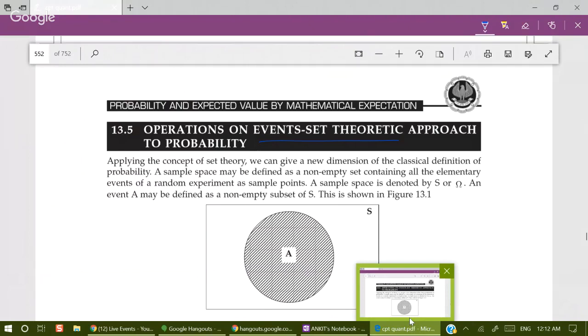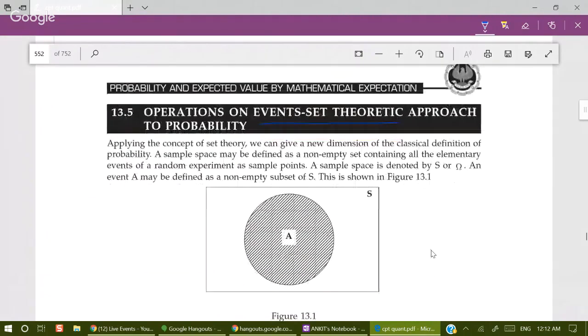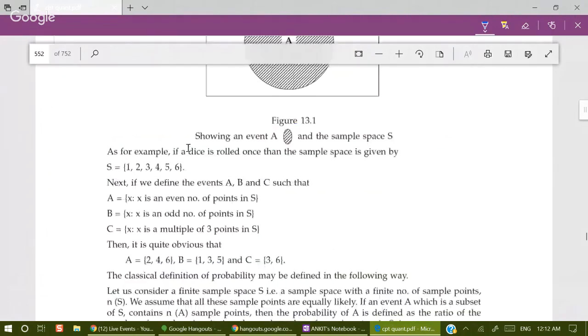Now, we had finished quite a good portion of the chapter. Now we have arrived at operations on events, the set theoretic approach to probability. For example, a die is rolled once, then the sample space is given by this. We already told that if a die is rolled, then the sample space is this.